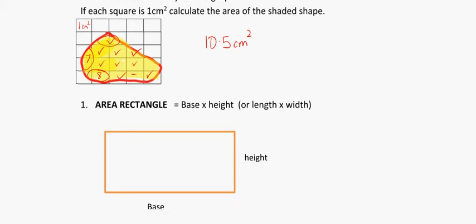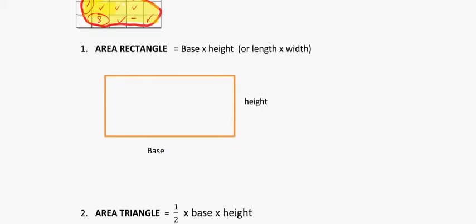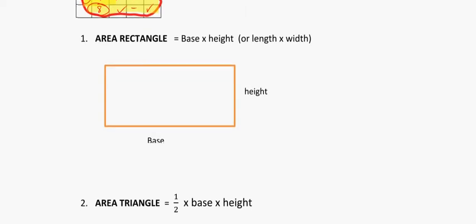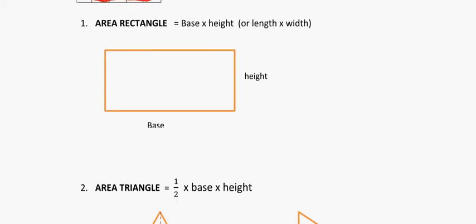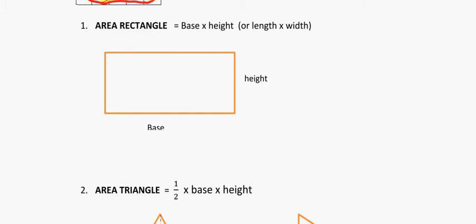Okay, now we're going to work out the area of just the regular shapes now. So the first one's the rectangle. Now what is a rectangle? These are right angles, these two sides are parallel, these two sides are parallel. It's a rectangle, and the sides are at right angles to each other.